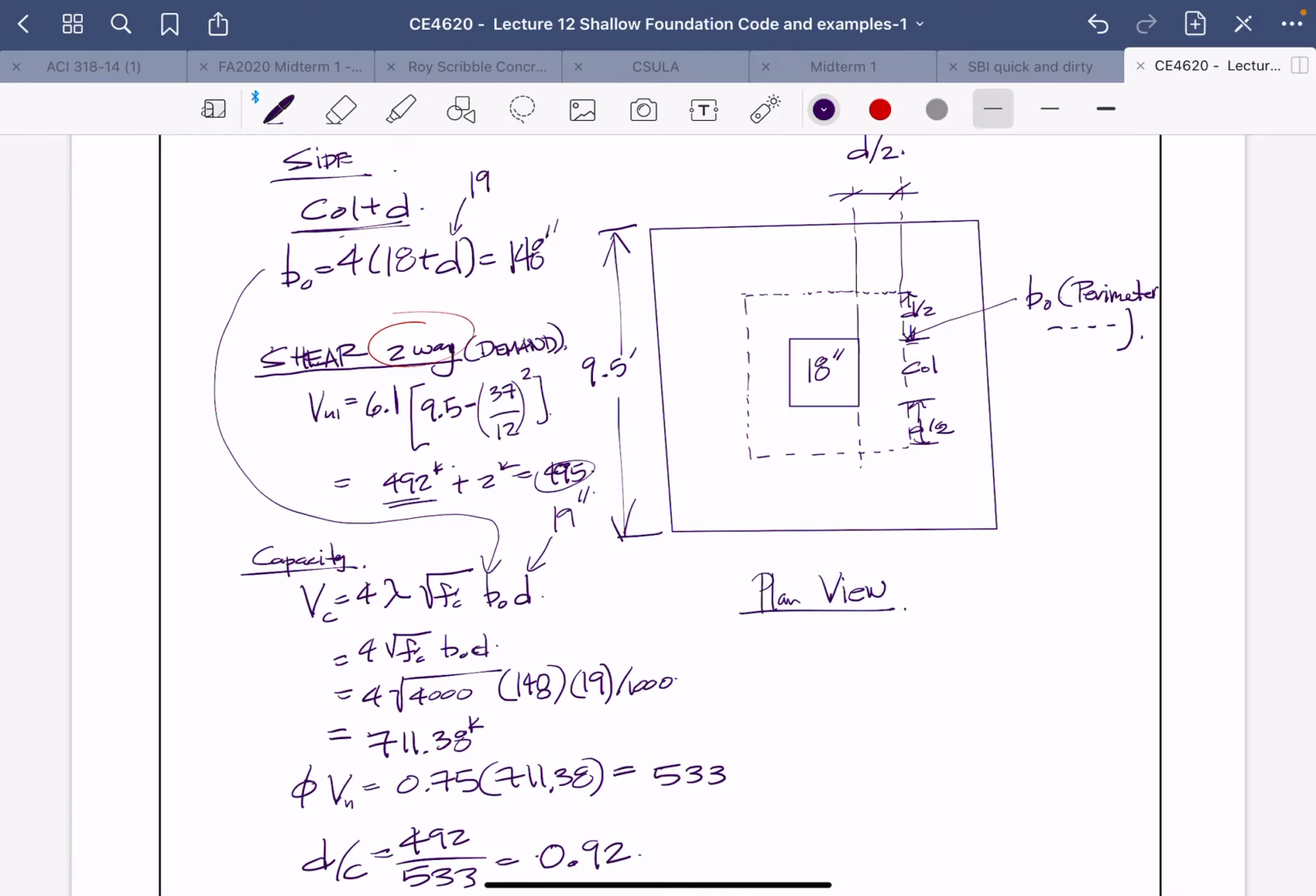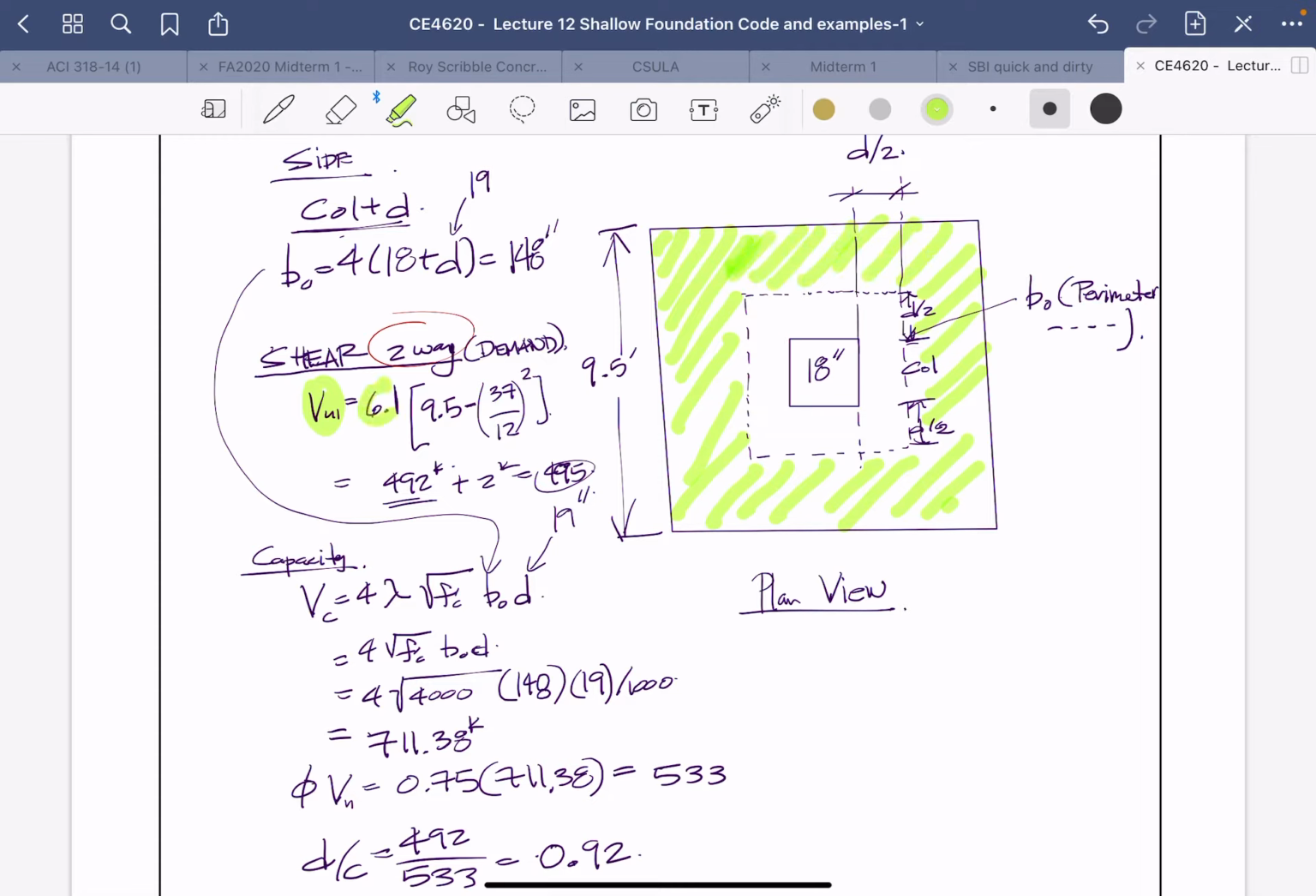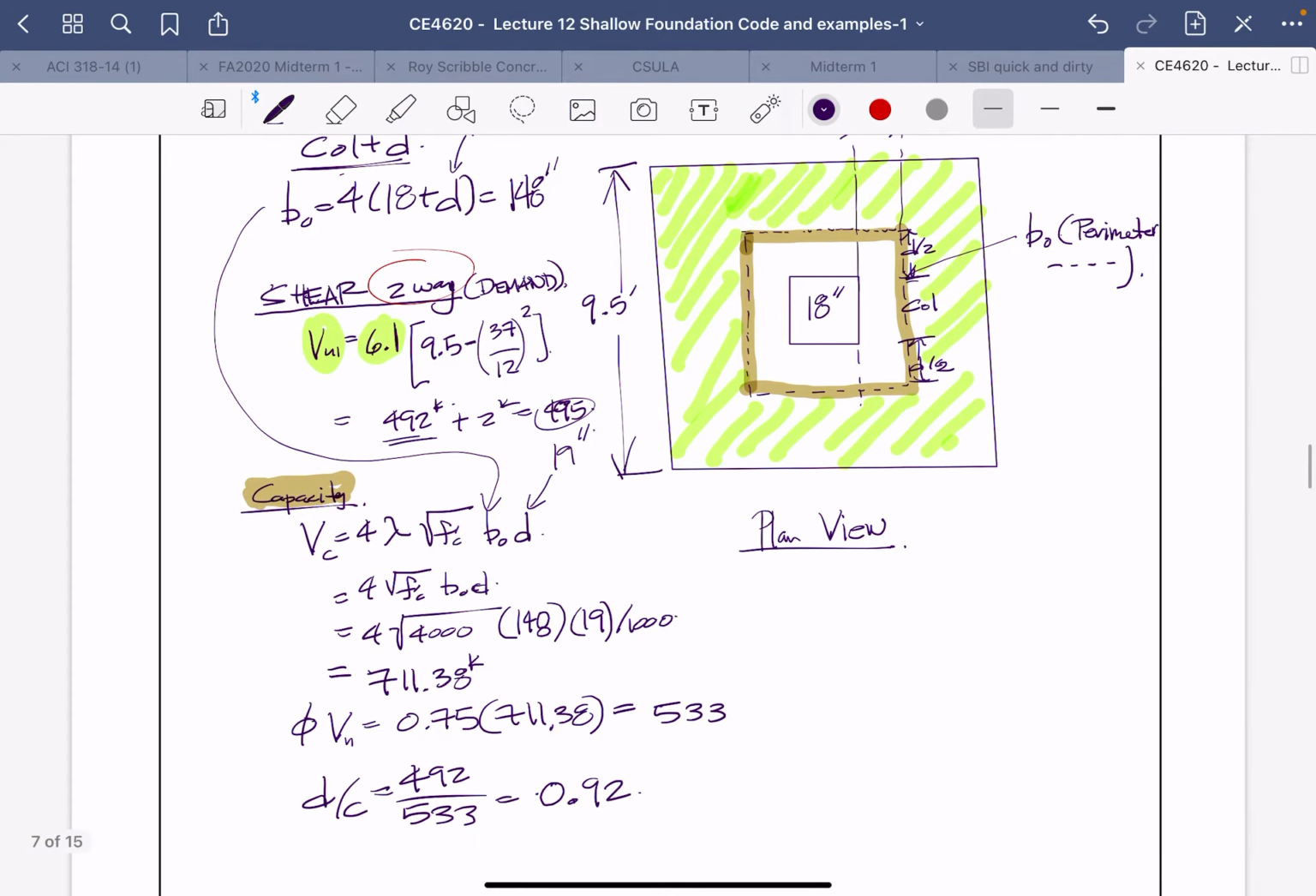To talk about the demand on this one, to be consistent with our next discussion, if we are solving for VU, that's really just the area highlighted in green multiplied by the QU value of 6.1. Okay, that's going to be your demand, right? And your capacity is really going to be what is the capacity of this plane right here in shear. And that's that. Okay. So that was two-way shear.